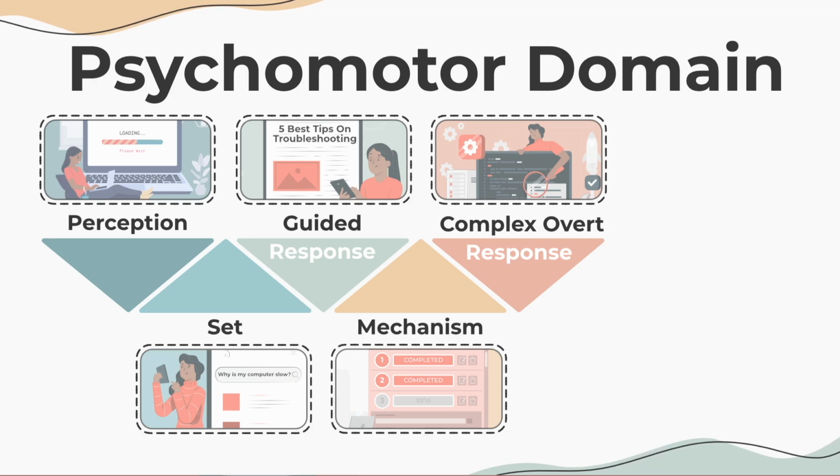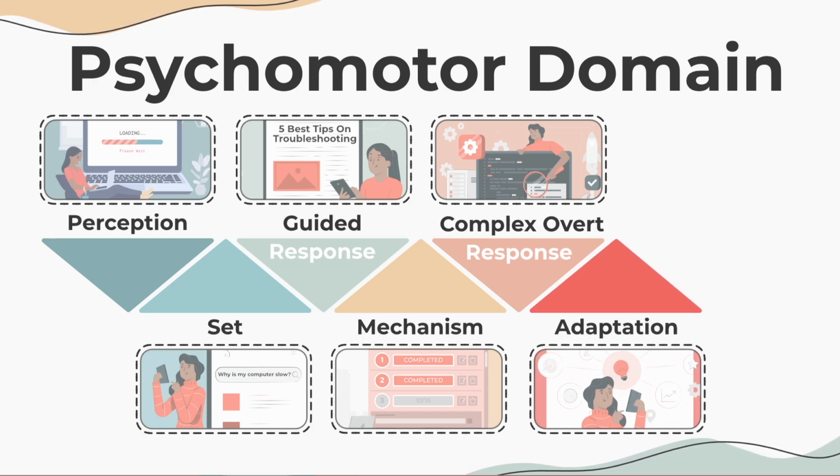At level 6, adaptation, you adjust your approach depending on the situation. You realize the same fixes don't work for every issue, so you start tweaking your solutions. Maybe instead of just clearing cache, you go deeper into system settings or adjust startup programs to make your computer run faster.